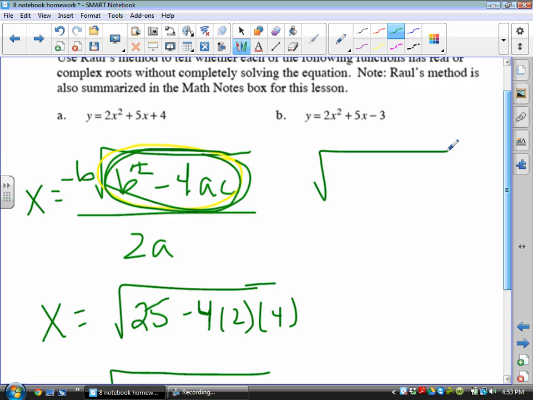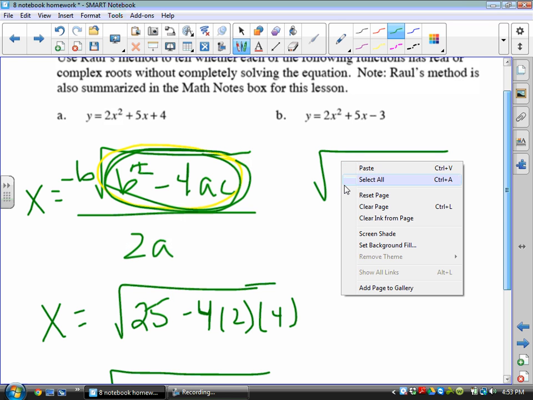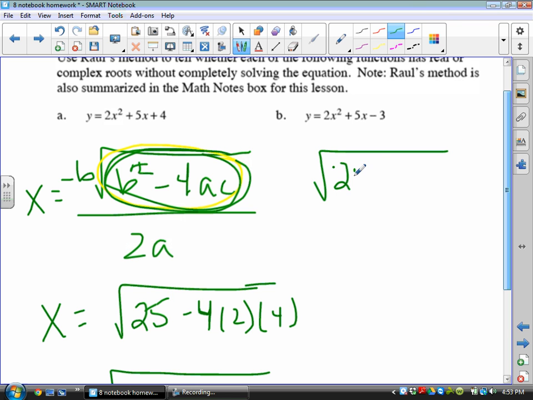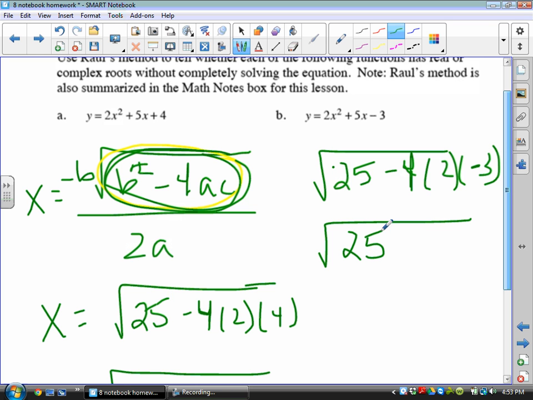Okay. For part B, just under the square root sign. So the square root of b squared, which is 25, minus 4 times a, which was worth 2, times c, which is worth negative 3. Okay. So I want to know, is that a real number? Is that going to be a positive number under there or a negative number? So 25, I'm going to have plus 4 times 2 is 8 times 3 is 24. So I'm going to have a positive number.